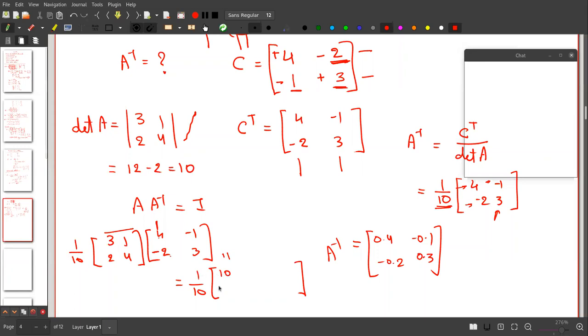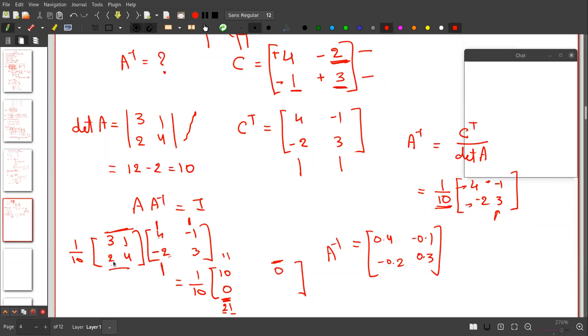What will the second term be? Say I want to calculate this term. It goes like second row first column, because this position is 2 1, so second row and the first column. So the second row is 2 multiplied by 4 minus 4 multiplied by 2 is 0. Okay, now we want to calculate this term. So the first row and second column. So 3 into minus 1 plus 1 into 3 is 0.